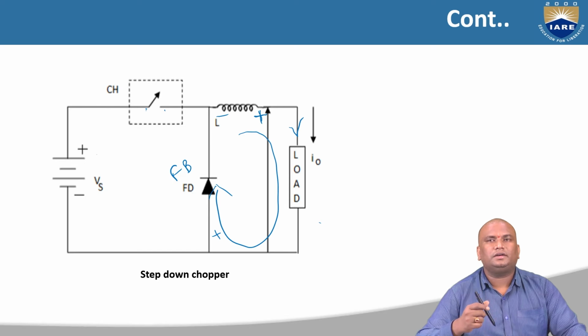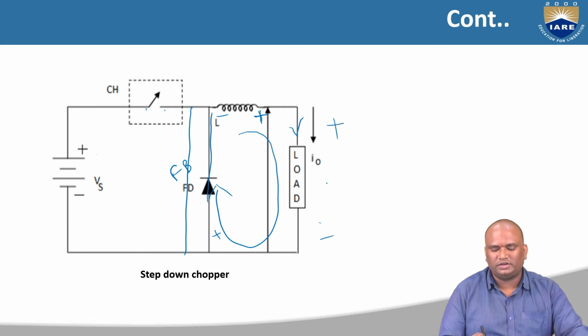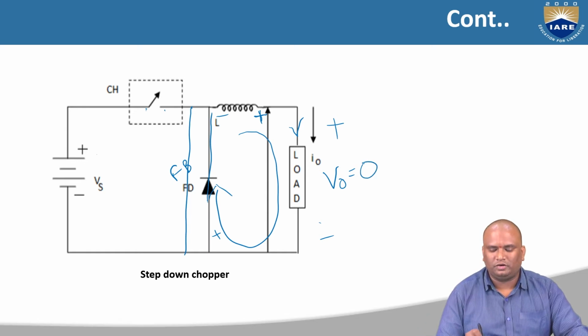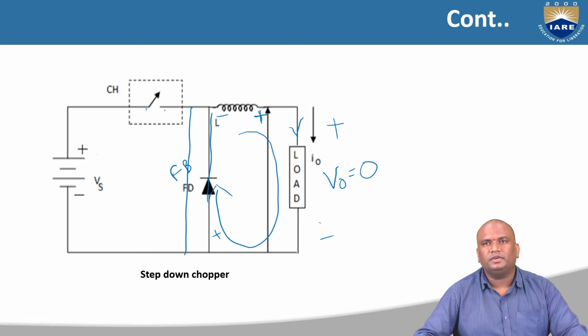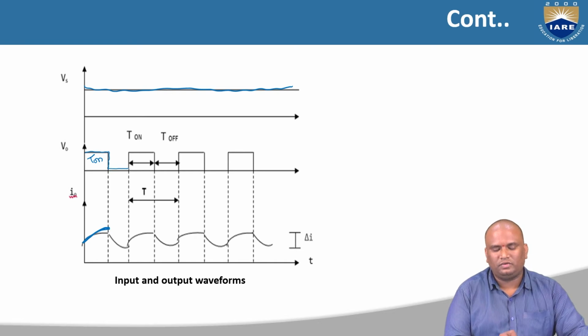And once the freewheeling diode is forward biased, it is going to act like a short circuit. Once the freewheeling diode is acting like a short circuit, what is the output voltage? Output voltage across the short circuit is 0. So in this mode, when the chopper is off, we are going to get the output voltage equals to 0. Again here, when the chopper is off, output voltage we are getting 0, and inductor current is discharging in this mode.